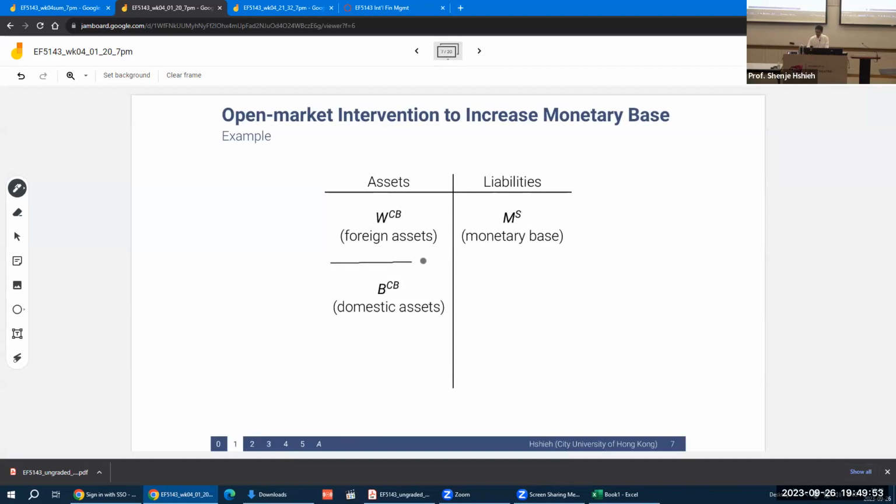To make our lives simpler, we're going to just work with these three variables, and let's assume that net worth is 0 here, again just to make our life easier. And therefore, assets equals liability, and the only thing we have to care about is just the monetary base, or money supply.